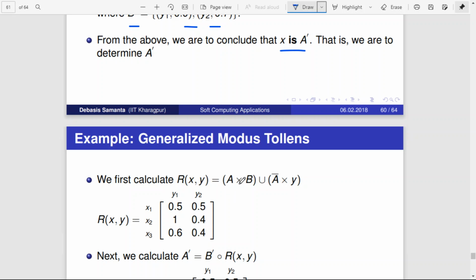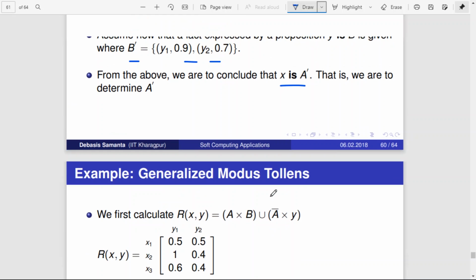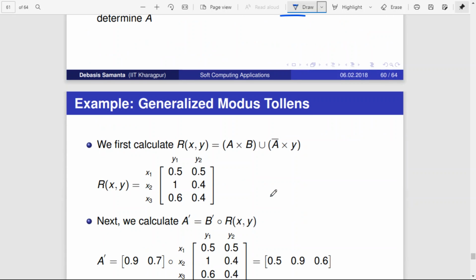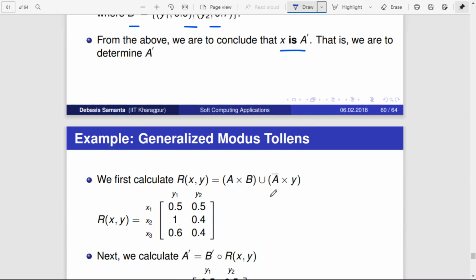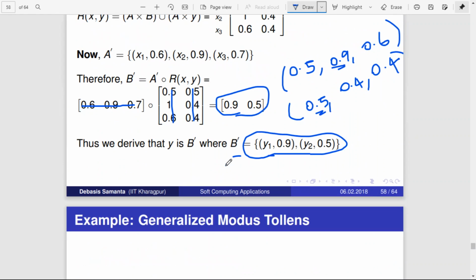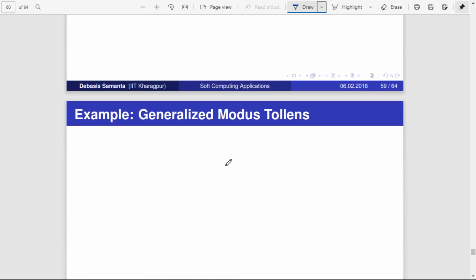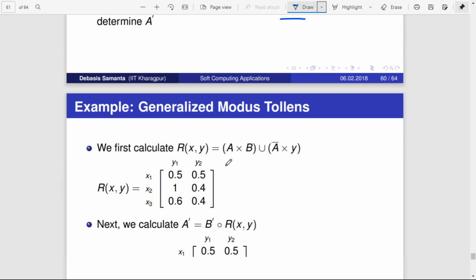So R is calculated like this: A cross B union A dash cross Y. Again we calculate it in a similar way. I think it is the same values, so R is the same, right? 0.5, 0.5, 1.4, 0.6, 0.4. So we get the same R.